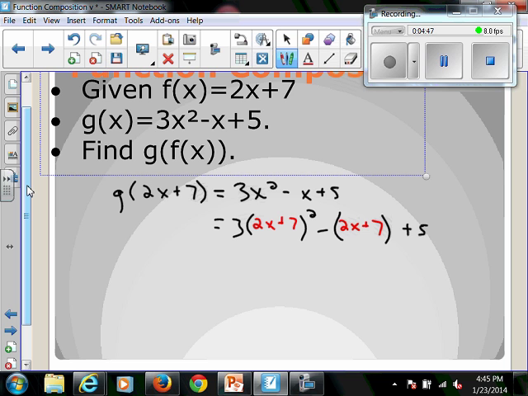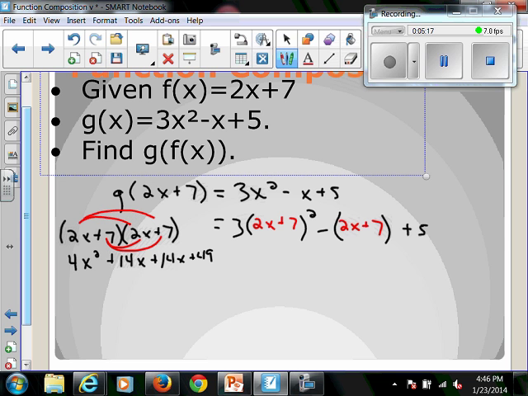Now, then we have to do the square first, exponents first in our order of operations. So we have to do 2x plus 7 squared. It means we need to write 2x plus 7 2 times. I'm going to do this over to the side. Remember to distribute. We have 4x squared plus 14x plus 14x plus 49. 4x squared plus 28x plus 49. Now I'm going to take that and substitute it in where I had 2x plus 7 quantity squared.